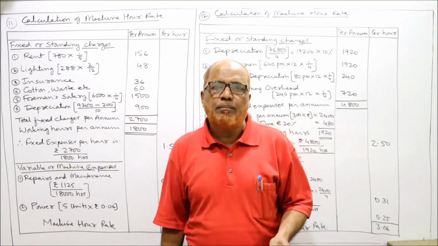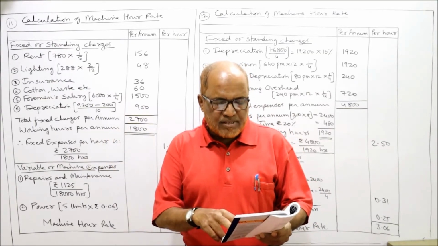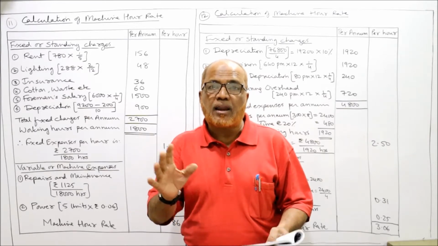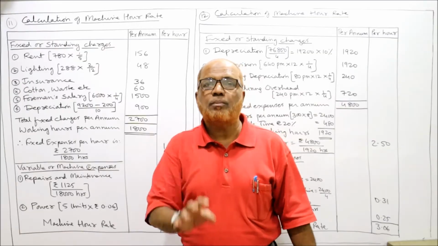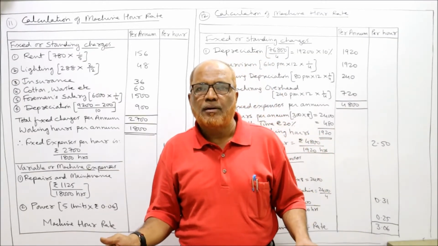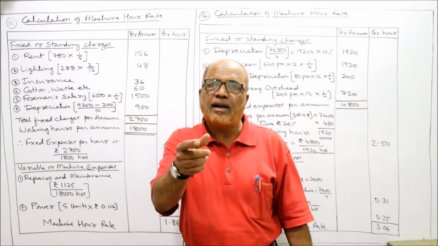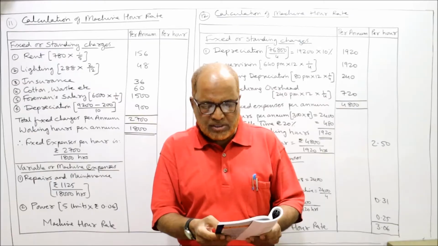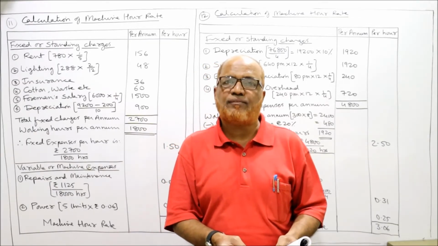Now rent of the department, this will come under fixed or standing charges. 780 rupees per annum rent of the department, but 1/4 area is occupied by this machine. We are paying the rent for the whole department, but the machine is occupying only 1/4 area. So rent also we will take 1/4. So 780 into 1/4 area.